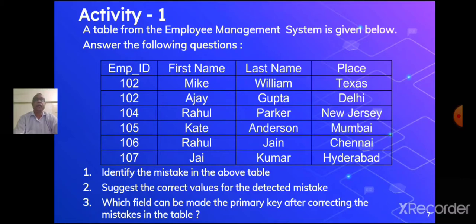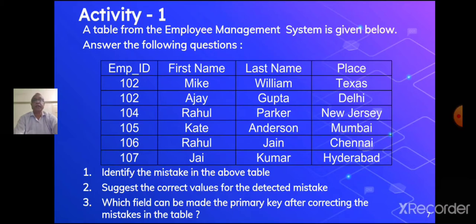Now if you see, all the employees are identified by their unique ID. In this database, the unique ID is EMP underscore ID. So children, what is the error here? Right. Same employee ID is given to two different employees.